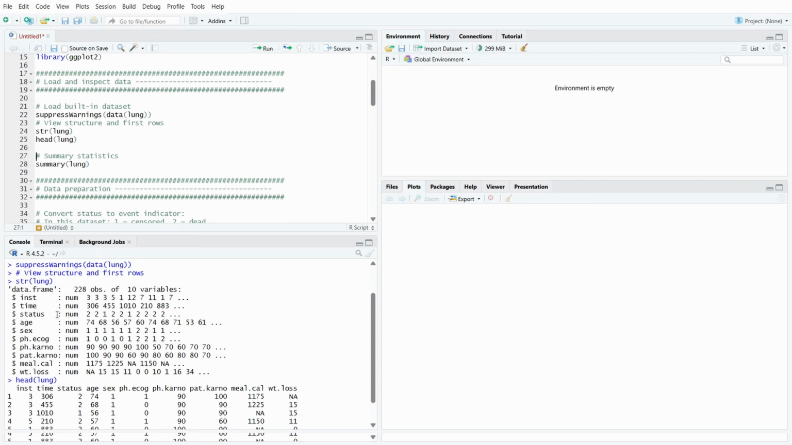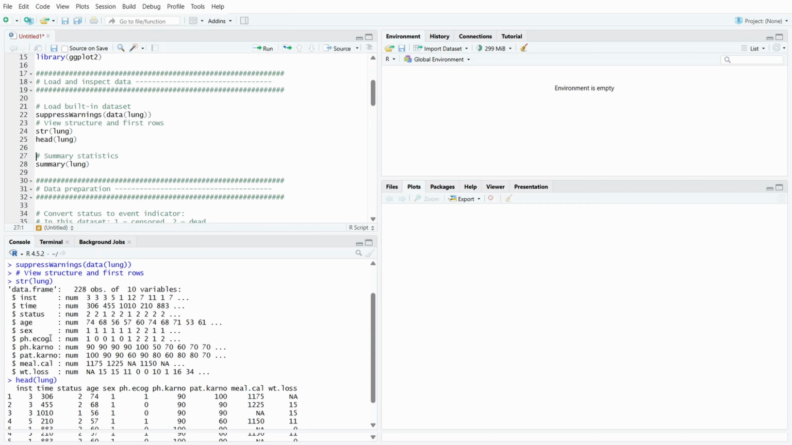Alongside that, we have status, which tells us whether the event occurred. In this dataset, a value of 2 means the patient died, and 1 means the observation is censored. We also have demographic and clinical variables like age and sex. Sex is coded numerically here, which we will later convert into meaningful labels.